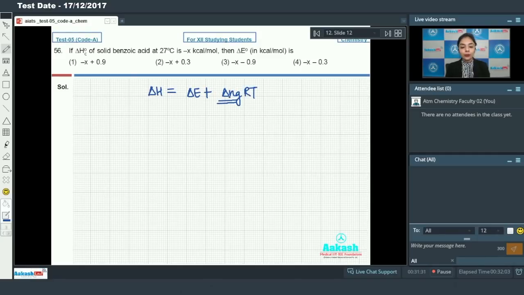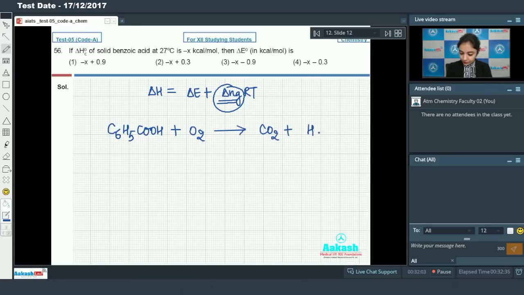Delta Ng, I have already told you, it is the difference in the number of moles of gaseous products and the number of moles of gaseous reactants. So you have to find out first the value of delta Ng, then you can calculate the value of delta E. So first of all, write down the reaction of the combustion for benzoic acid. Benzoic acid is C6H5COOH. During the combustion, the products formed are CO2 and water.